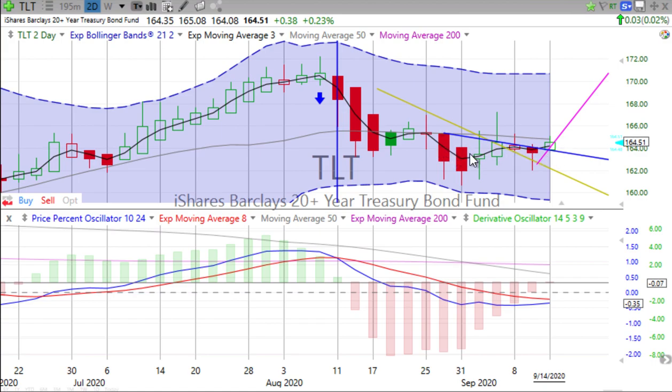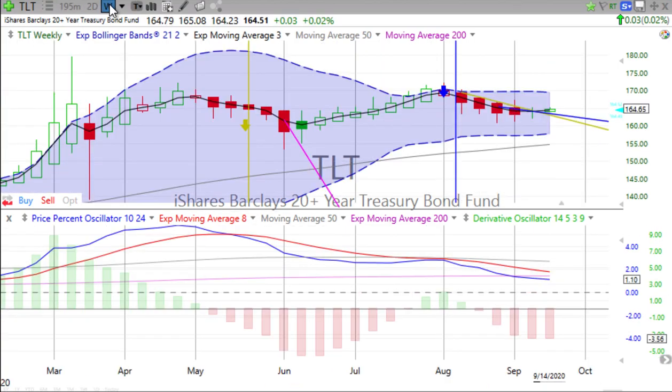It's been sloppy. We've not been doing anything with this sloppiness, so we'll wait and see. Again, that's what we do. We follow the trends. If the trend's not there, we don't do anything.